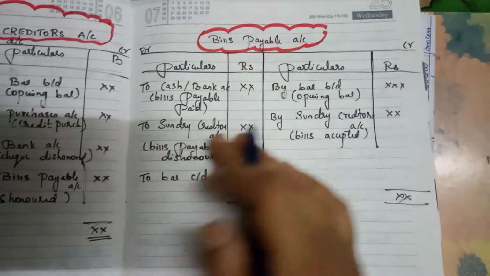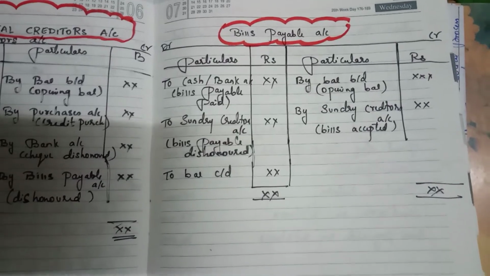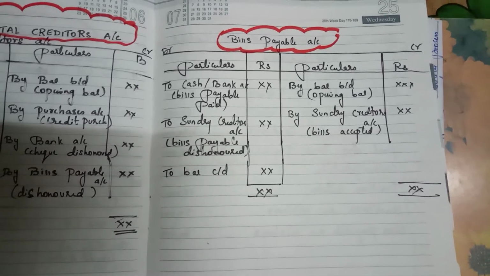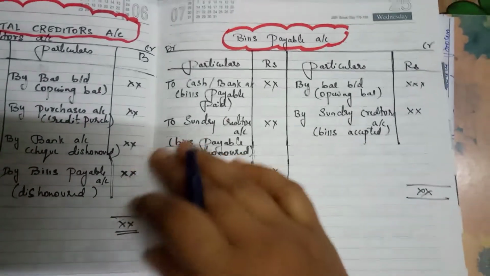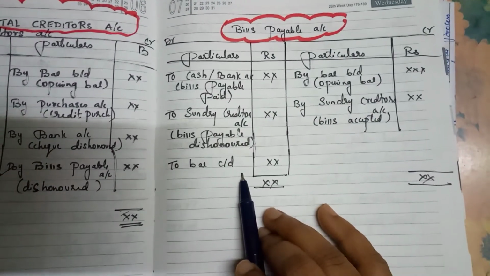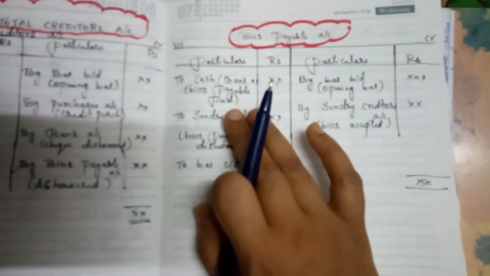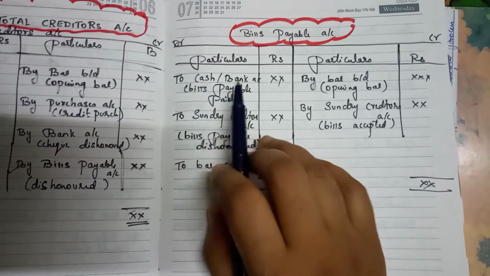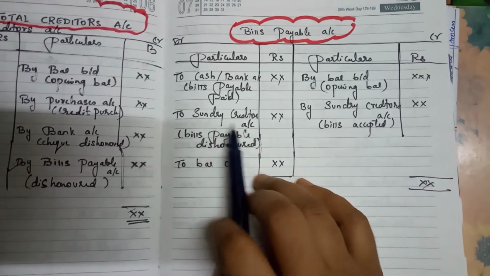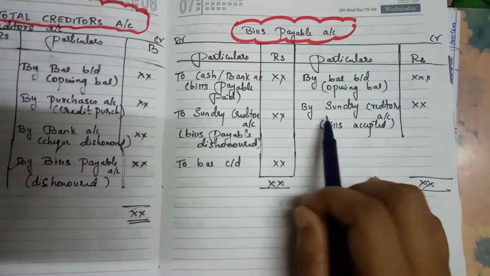Here also, bills payable is nothing but creditors. It is a liability, a credit balance. You have to write by balance brought down, to balance carried down. If you are paying specifically to bills payable account in the form of cash, you write cash. If you are paying by cheque, you write bank account. To sundry creditors, for example if it is dishonored, you write here. If you are accepting, you write here.